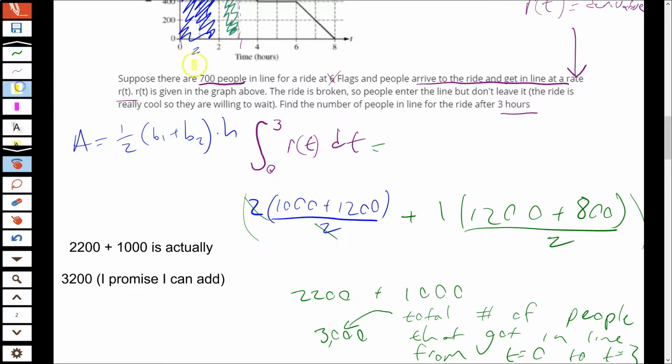What we have not used is this 700 people. Okay, so 700 people are the number of people in the ride at t equals 0. And then we're adding 3,000 people to that. So the actual result here, the solution that we're looking for, is 700 people plus this integral, right? So this is an initial value problem.